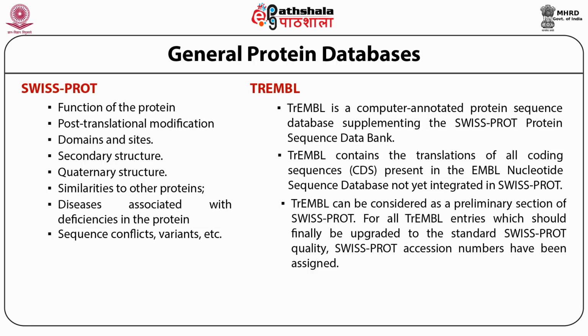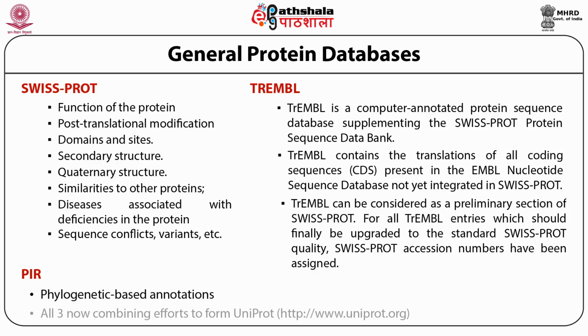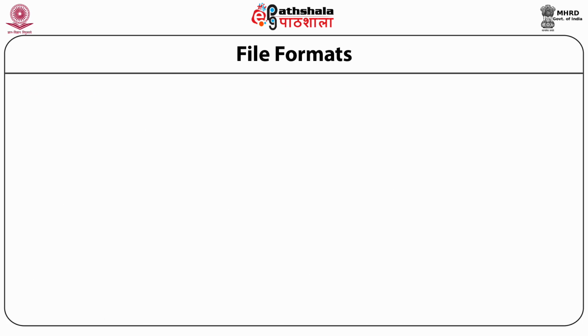Another third database of the protein is the PIR, that is the Protein Information Resource, which has information about the phylogenetic-based annotation of the protein, and in fact all three combine their effort in UniProt. So the major database, UniProt, has all the necessary information about the protein. We discussed the different file formats of the sequences.